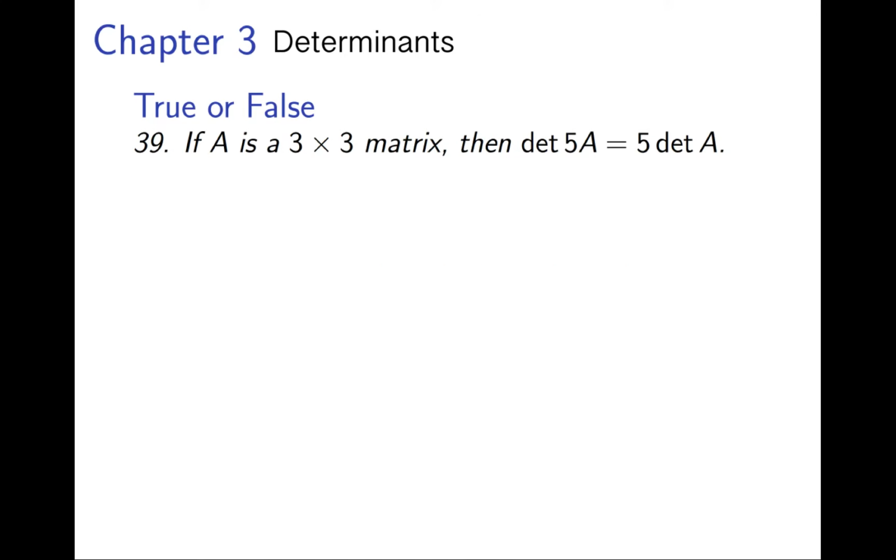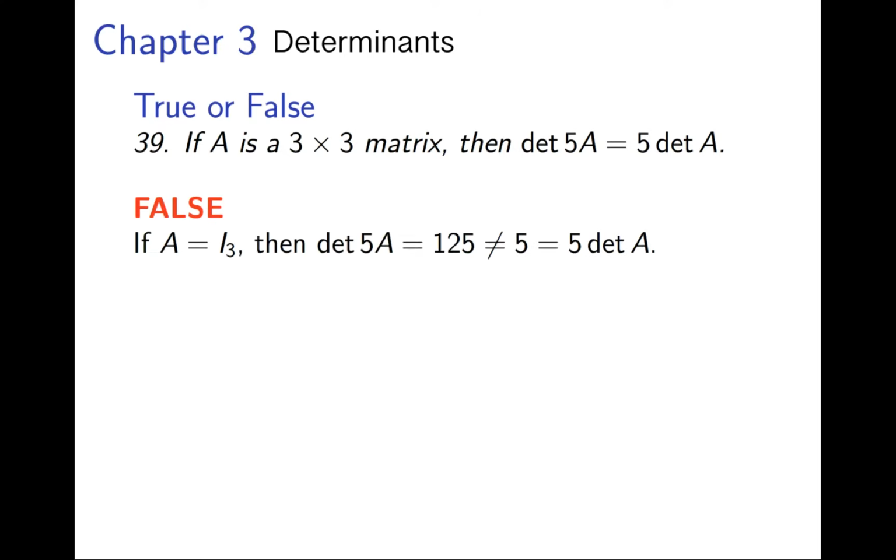Number 39. If A is a 3 by 3 matrix, then the determinant of 5A is equal to 5 times the determinant of A. Now, a good way to check this before I say the answer is just write out an example. If you were asked this on a test or a quiz, don't just guess. Write out an example and see, does this ever hold?